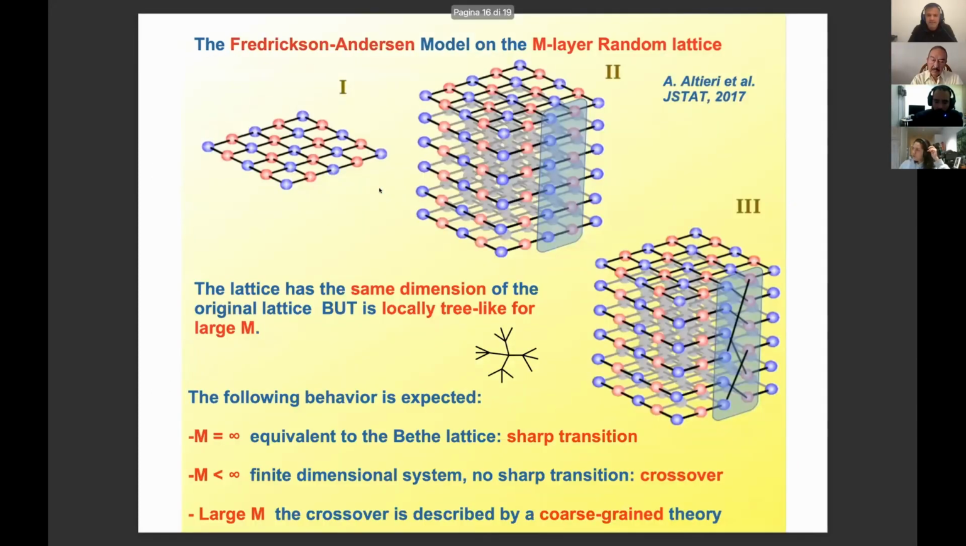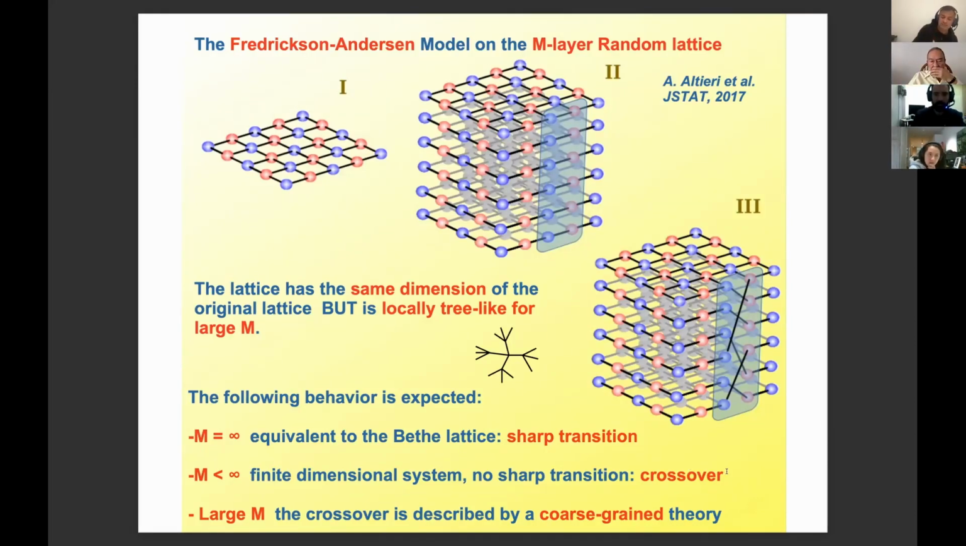So this lattice is defined through what we call the M-layer construction. Essentially, the idea is that you start from your original lattice, and you make M copies of the original lattice. So this parameter M is really the number of copies of the original lattice. And then you rewire somehow the links between the different layers, and in this way you end up with a lattice with the properties that I have mentioned. So when M is equal to infinity, this lattice is equivalent to a Bethe lattice, and you have a sharp transition. But whenever M is finite, not infinite, you have a finite dimensional system, and so you don't have a sharp transition, you expect a crossover.